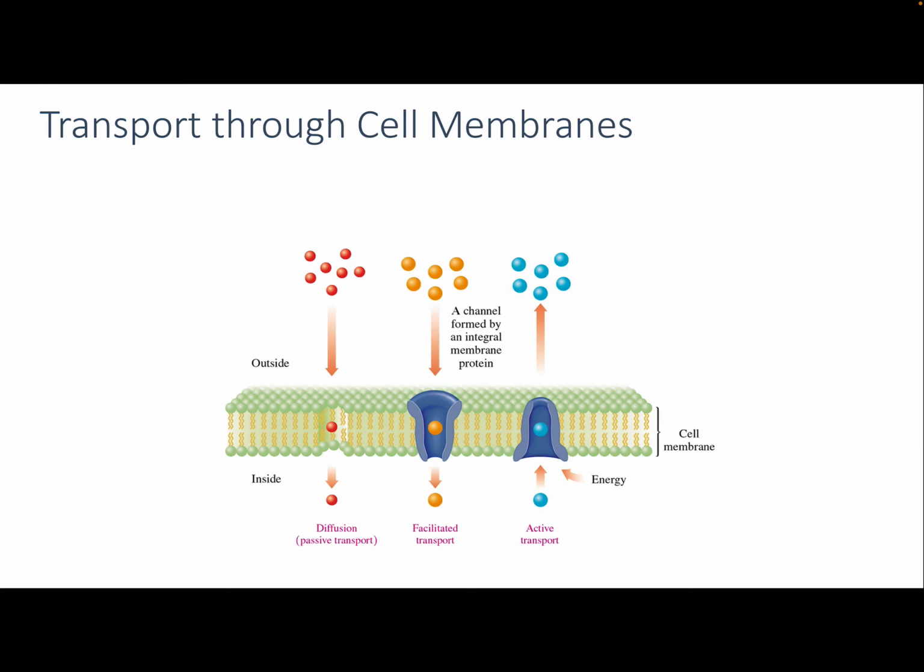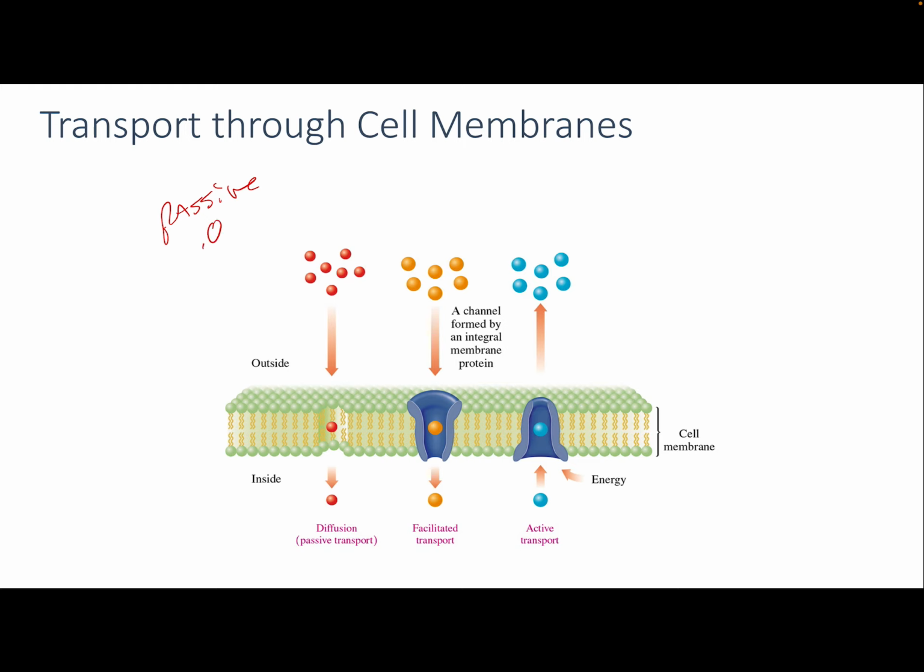Now, the way that materials can get inside and outside has to do with what kind of transport mechanism we're talking about. So there's a few different transport mechanisms. Now, the first is called diffusion. Diffusion is a passive transport, so it requires no energy.